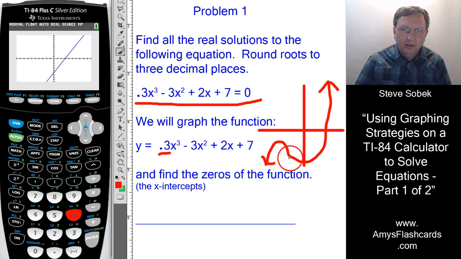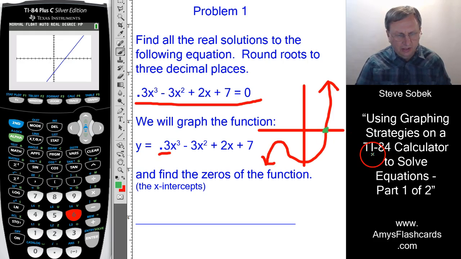We're not sure where this little loop is right here. If the graph looks like this, then we will have only one solution to our equation, and that would be the x-coordinate of this point right here. All right, now let me back up a little bit.